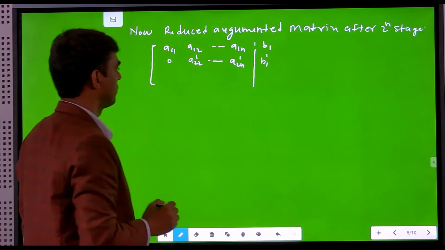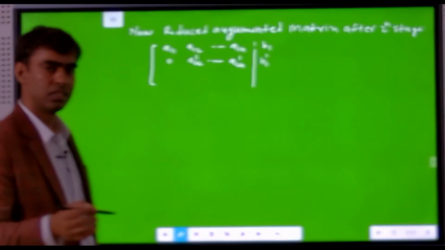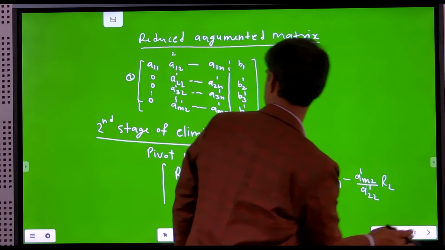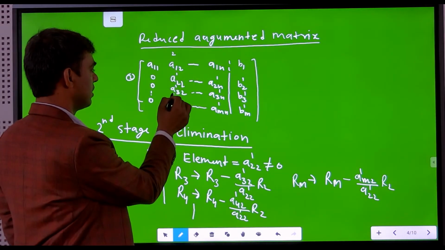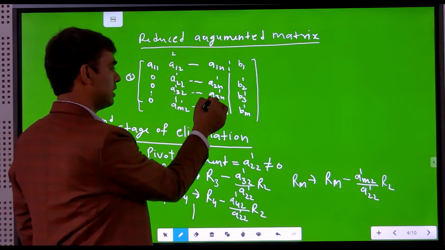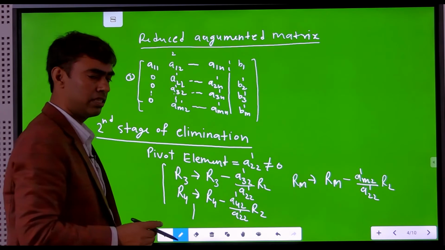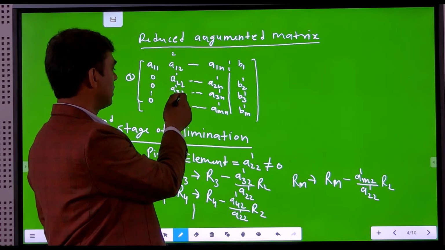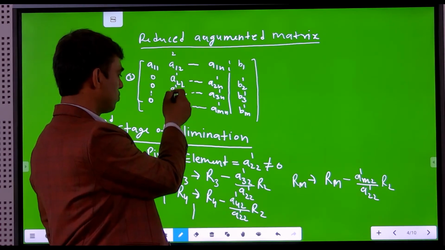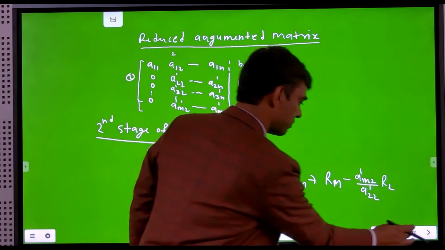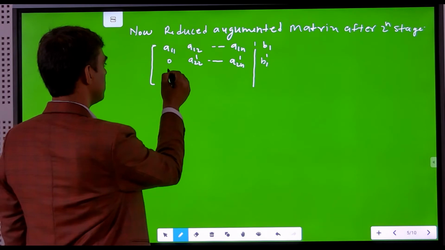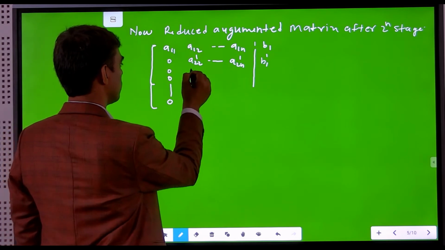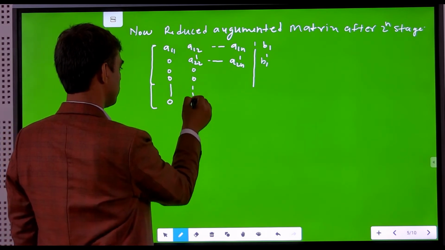and this one is B2 dash. But from the third row onward, there will be a change after the second stage of elimination, meaning this value A32 dash will change, A3n dash also changes, B3 dash also changes. So after the second stage of elimination, we write this one becomes 0, this one becomes A3n double dash. Here this becomes 0, 0 and so on.